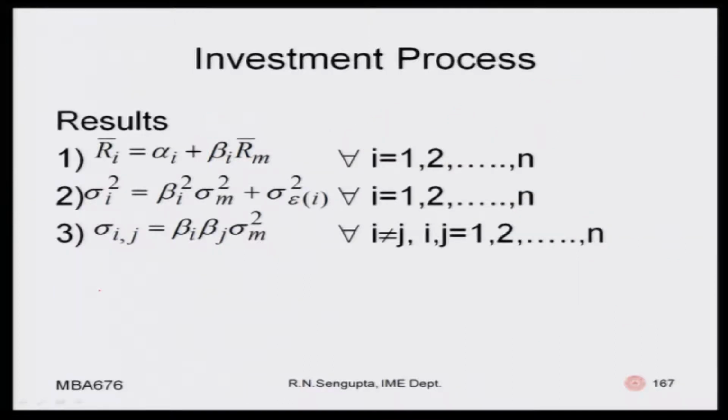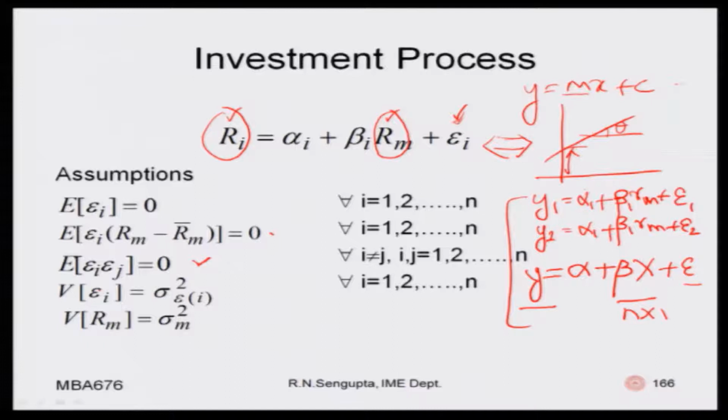Now, let me go back again. If we find the expected value, the expected value of this is equal to the expected value of alpha, which is a constant, plus beta, which again we will consider as a constant, which is the tan of theta, the slope. Then Rm is a random variable, so obviously it will have an expected value, and the last term, which is the white noise, would be 0 according to the first assumption.